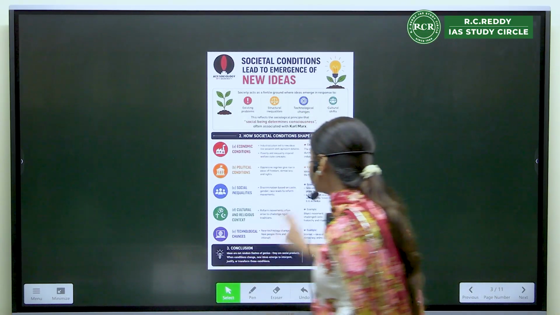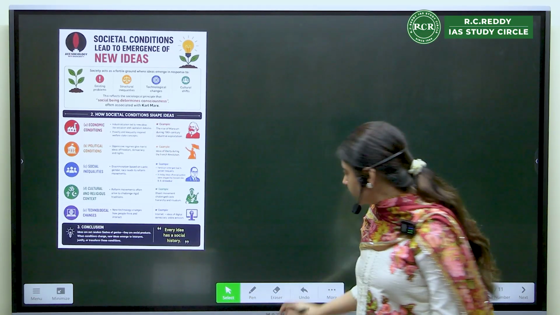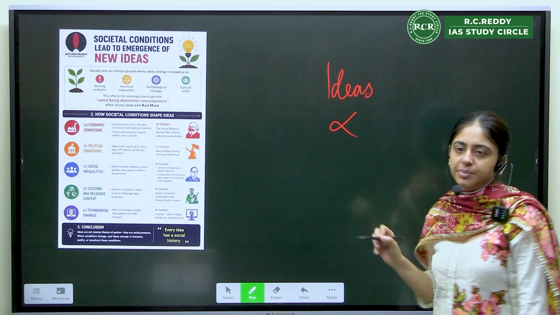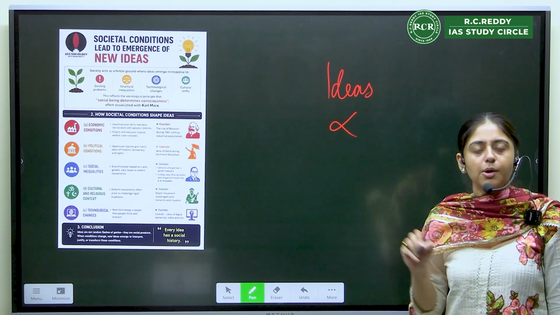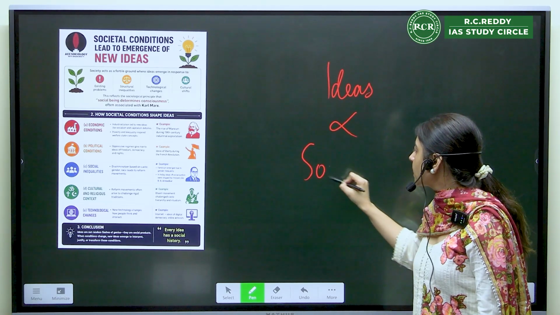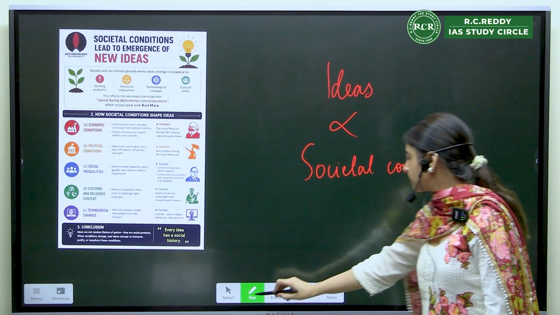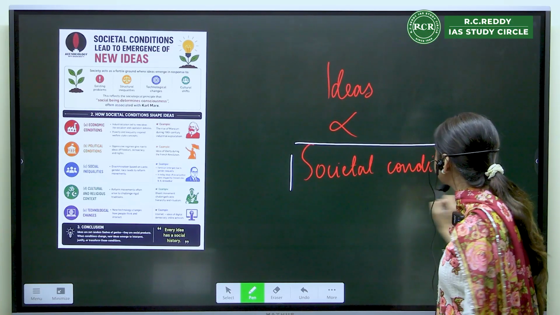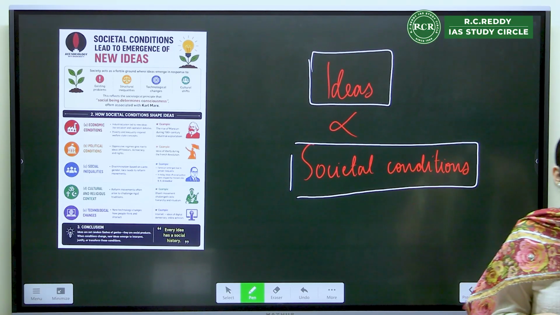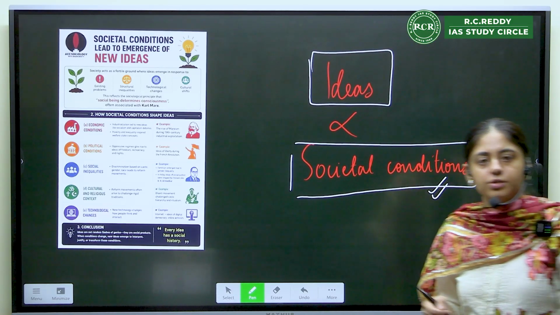how Europe looked. Before that, there's one very important concept which you should know: ideas in society. Now, this is a very important concept, right? Fundamental concept, not in the syllabus, but for a better understanding, right? Ideas are directly proportional to societal conditions. Whatever ideas emerge in the society, they emerge because societal conditions have changed or society demands it.